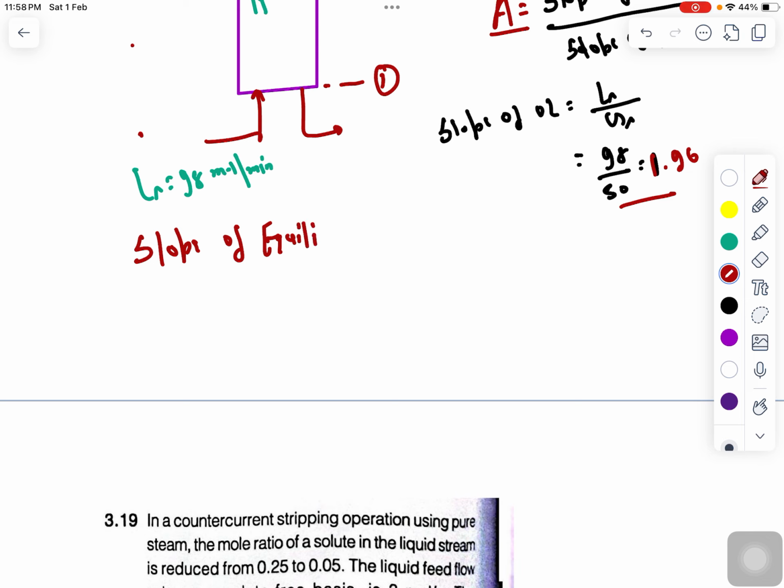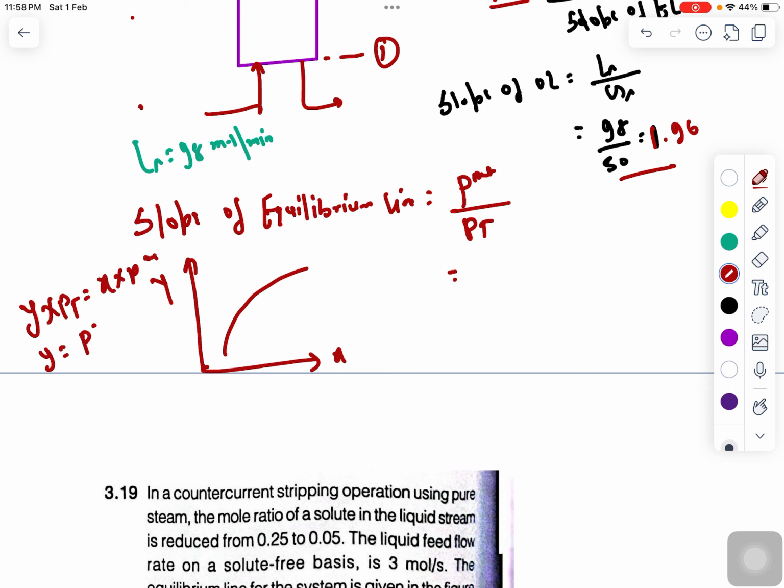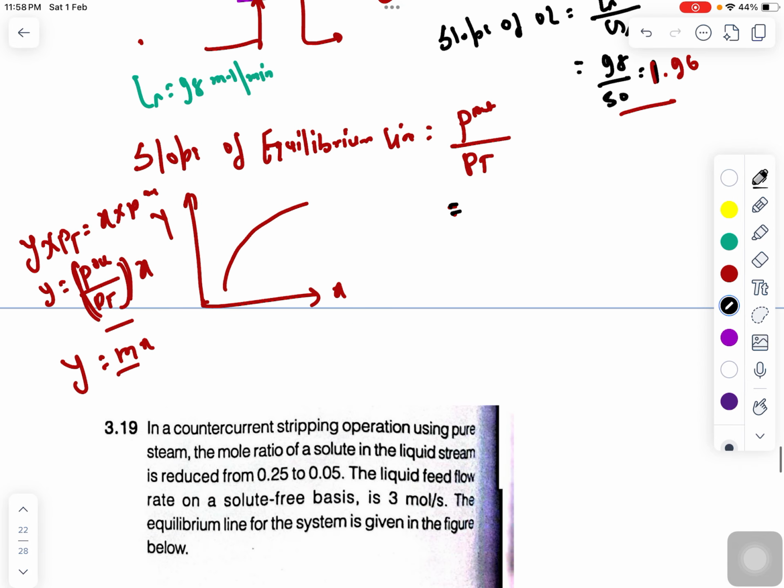Now coming to the slope of equilibrium line, that is equal to what? P sat divided by P total, if we are using Raoult's law. What is the equilibrium line? This line will be between y and x. So let's say this is the equilibrium line, something like that. So y into Pt equals x into P sat. So y equals P sat divided by Pt into x. So y equals mx, where m is the slope. So what is m? m is P sat by Pt. P saturation is given to you in the problem, that's 50, right? So this is 50 divided by 100, that is equal to 0.5.